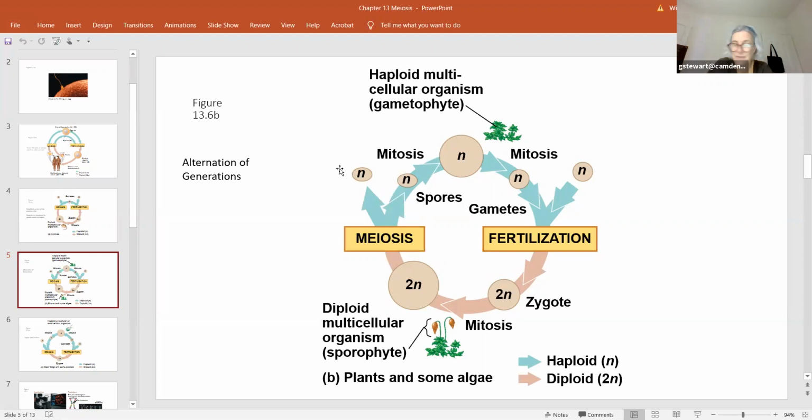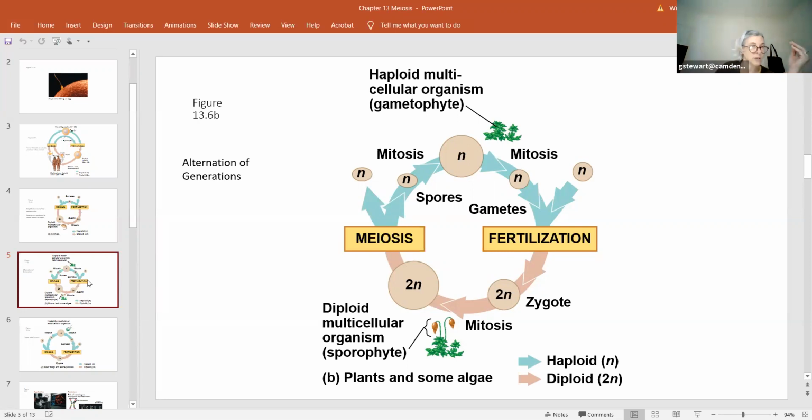I find it's confusing. I know you're going to have to look at it, think about it, listen to it, and read about it several times to get it straight. I find the easiest thing for me to remember is that the gametophyte produces gametes, so cells that are N, and the sporophyte produces spores. The gametophyte produces gametes by mitosis. The sporophyte produces spores by meiosis. And that may help you remember and keep it straight.